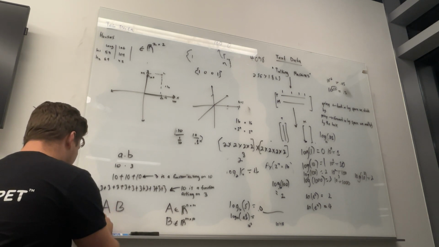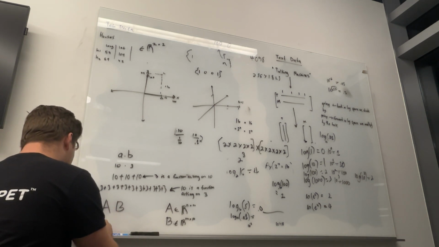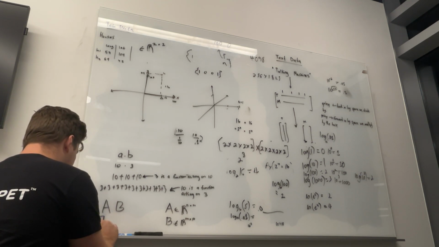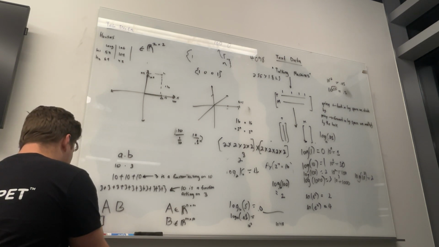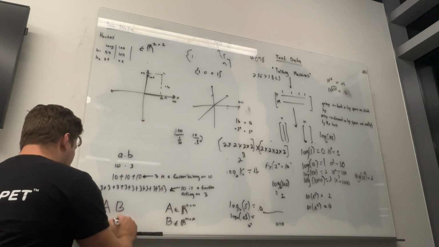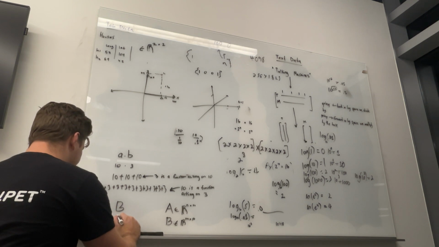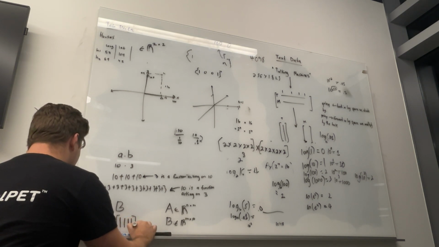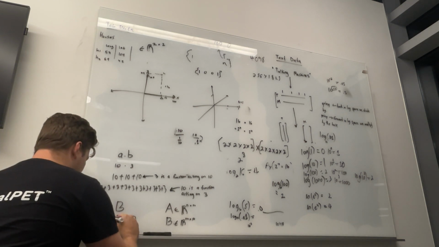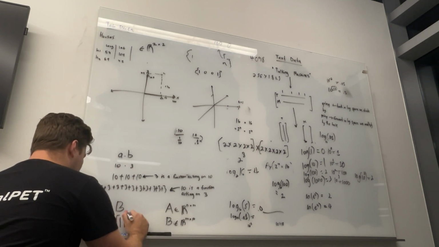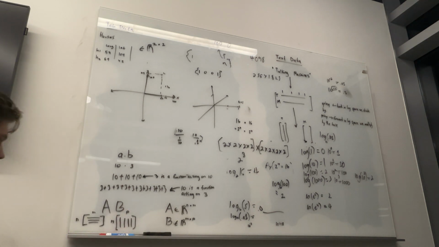A times B, A is, think about it like this, a matrix with n rows and m columns. B is a matrix where there's m rows and p columns.